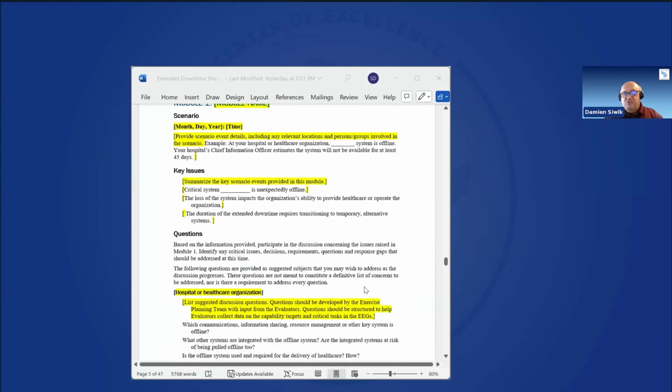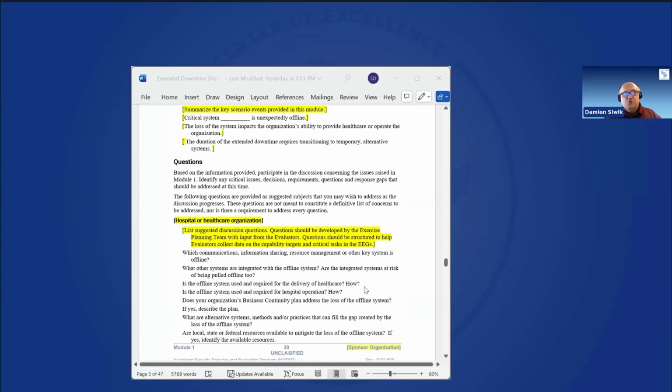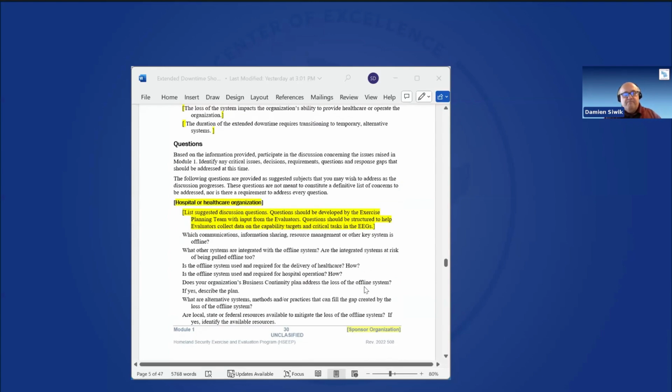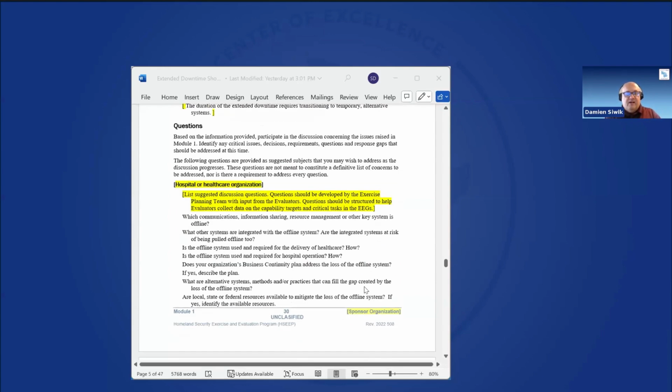The vast majority of this information comports with the HCP program. We did develop a small list of questions to ask to facilitate conversation. But they're a little bit generic, in that we don't know what system's offline due to the scenario. But which communication system is offline? Are these systems integrated? Are they used for the delivery of healthcare? Are they operational? A little bit repetitive to those questions we asked in the assessment.